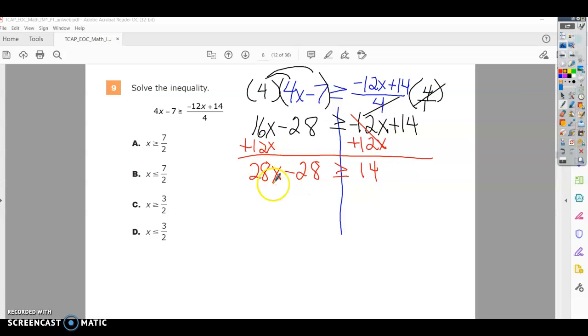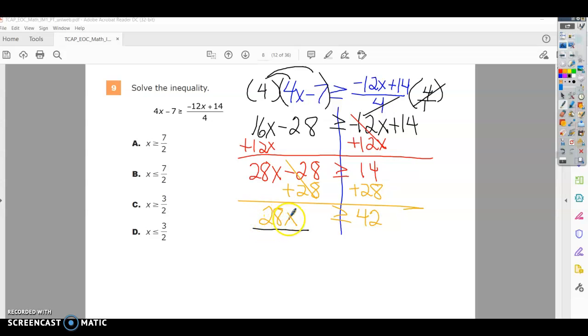All right, still trying to get x by itself, so I'm trying to move this other stuff across this line. So I'm going to add 28 to both sides. Bring down my 28x. Bring down my inequality. And then I'm going to add 14 and 28, and I get 42. All right, still trying to get x by itself. So I need to divide by whatever is beside of x.